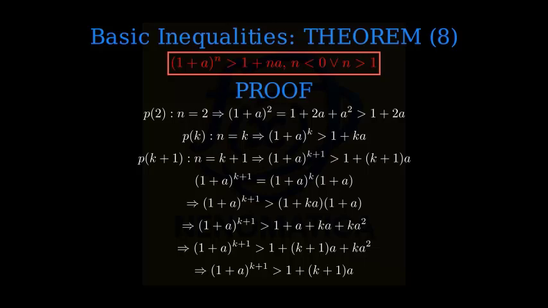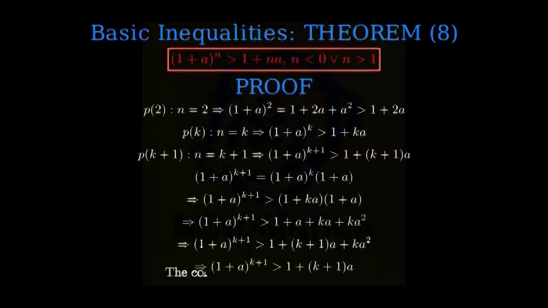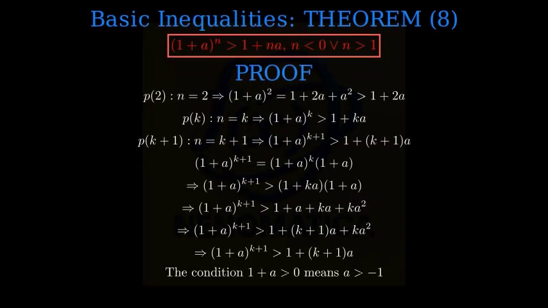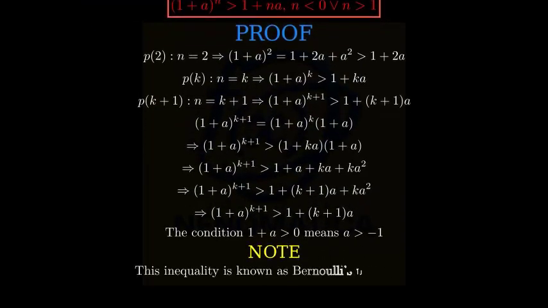1 plus a raised to the power of k plus 1 is greater than 1 plus k plus 1 times a. It's important to note that this inequality holds under the condition that 1 plus a is greater than 0, which means a is greater than -1. This inequality is known as Bernoulli's inequality and has many applications in calculus and other areas of mathematics.